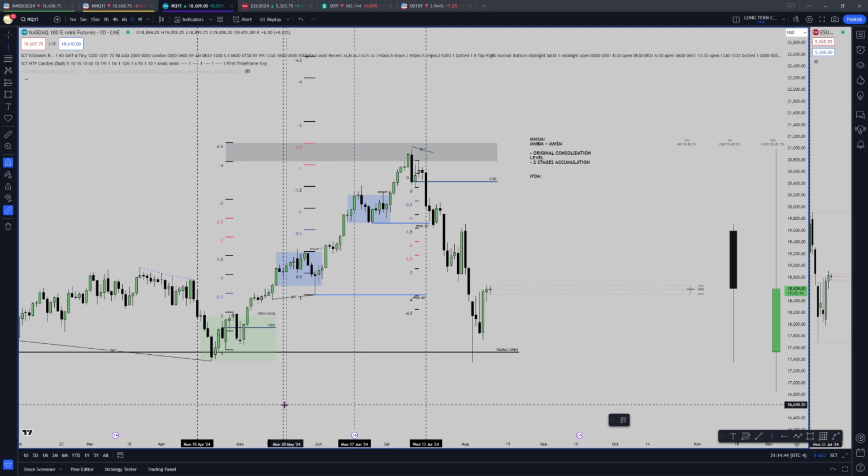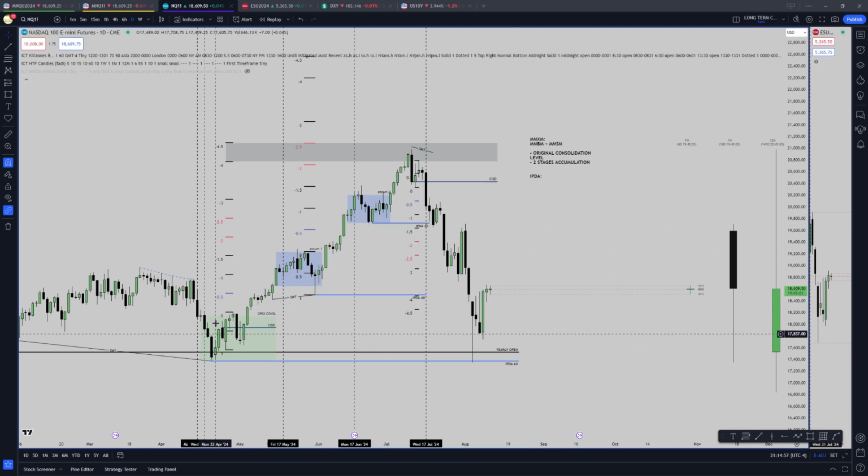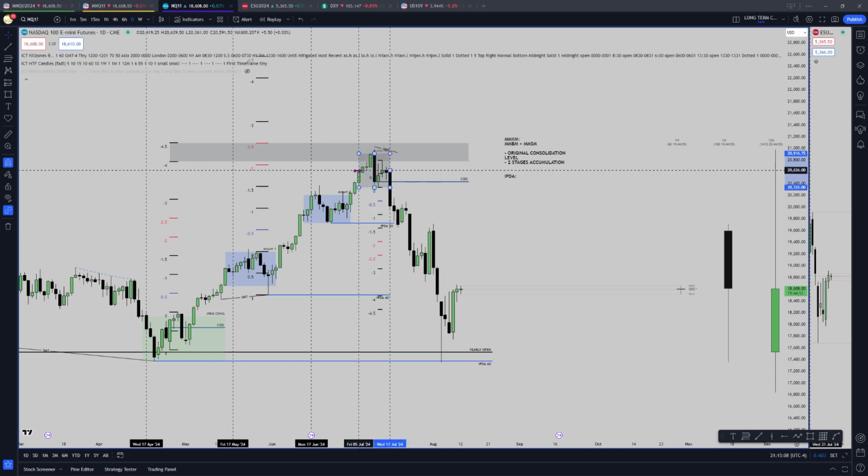And you look back another 20 days, and these are your IPTA 60 lows down here. So we had the buy side of the curve, and then we started our sell side of the curve. So this up here would be your original accumulation for your market maker sell model.